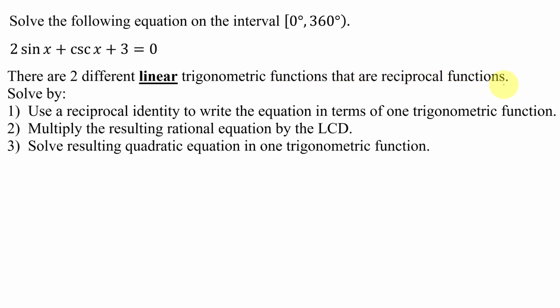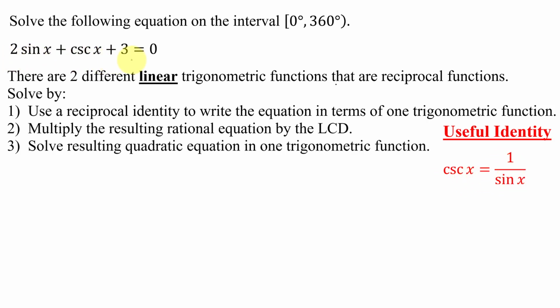And the way we solve this type of equation is we use a reciprocal identity to write the equation in terms of one trig function. We multiply the resulting rational equation by the LCD, and then we solve the resulting quadratic equation in one trig function. So in our case, the reciprocal identity is cosecant of x equals 1 divided by the sine of x.